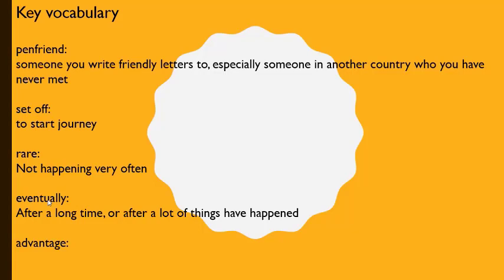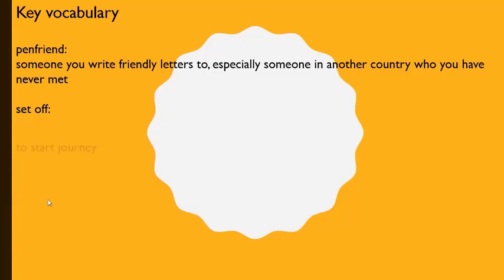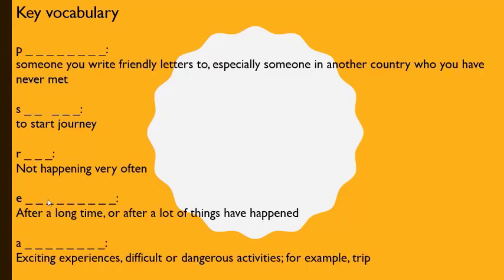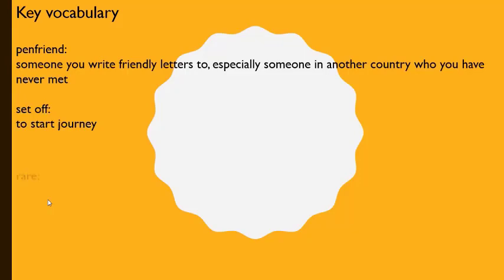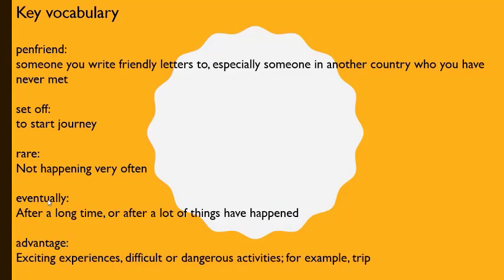Oh, there is something wrong with this word. It's not advantage. This one is adventure. It's the wrong typing in this one. Adventure, okay? The last one is adventure. A-D-V-E-N-T-U-R-E. Yeah, sorry for this one. It was the wrong typing. Technical problem. This is not advantage, adventure.